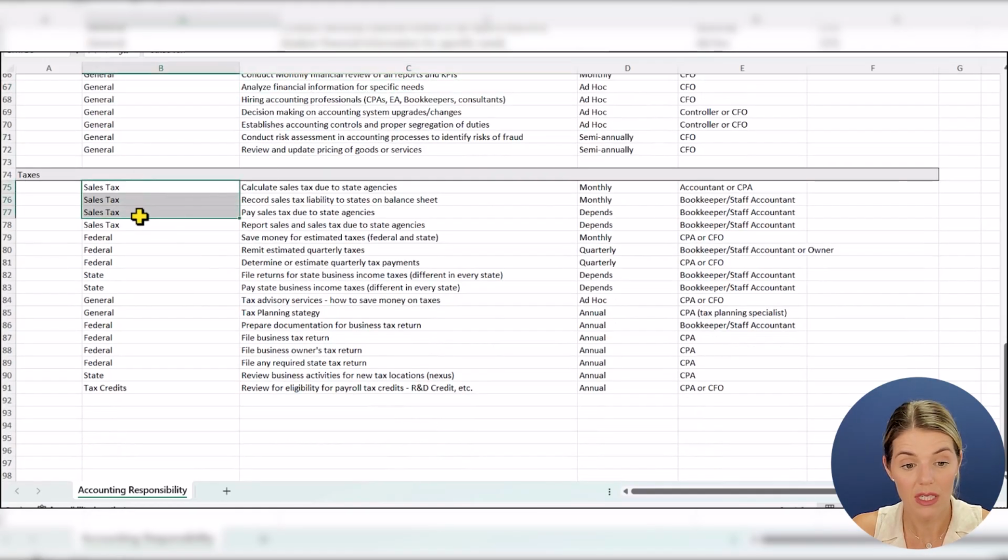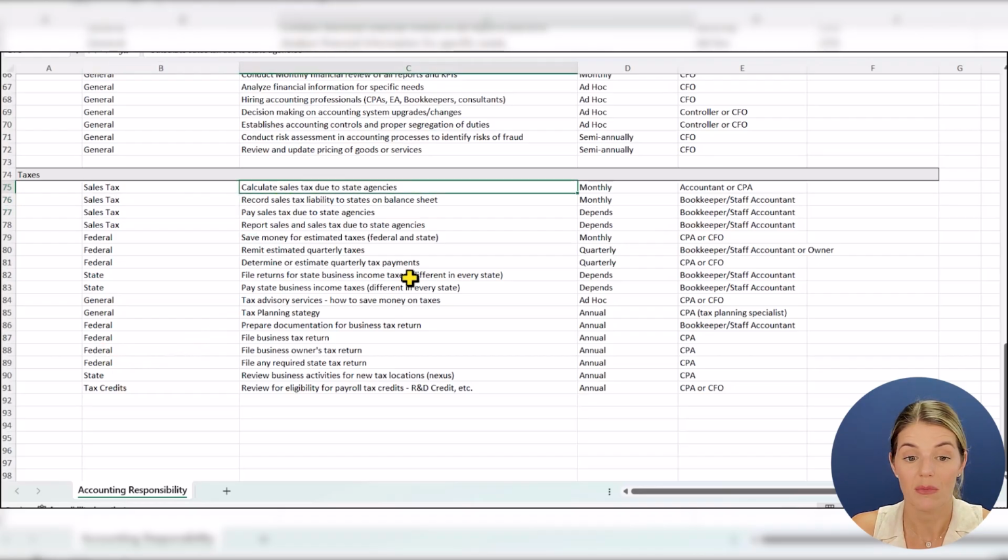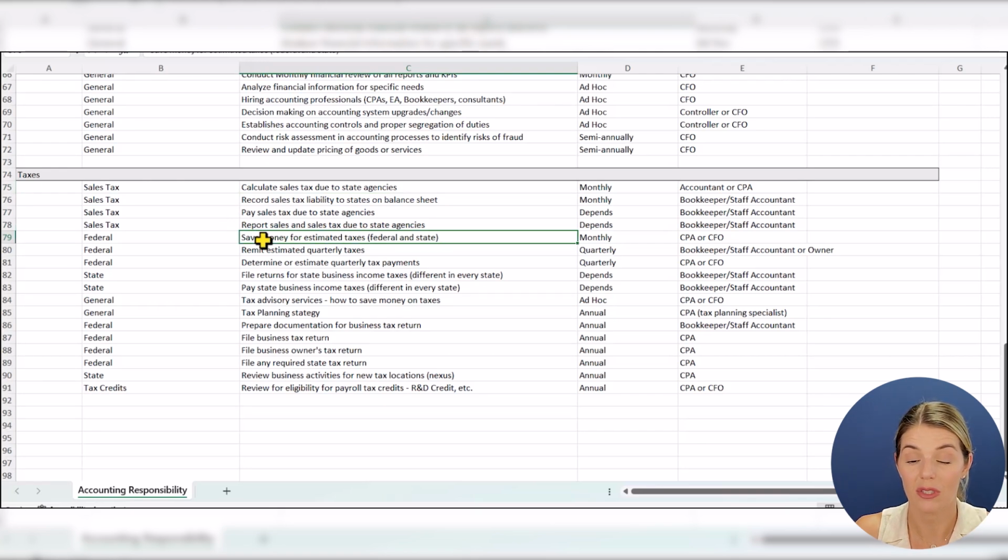So we have sales tax, federal tax, state tax, general tax things. This can be things like calculating sales tax. It can be who is saving money for estimated taxes and actually deciding how much money gets saved on a regular basis. Who is actually remitting those estimated quarterly tax payments? I've seen this be a bookkeeper doing this. I've seen this be the CPA actually pulling money and making those payments, which is not very common. And I've seen this be the business owner.